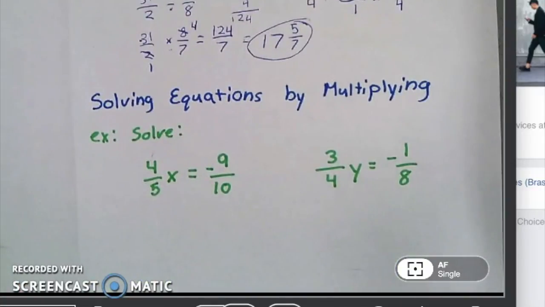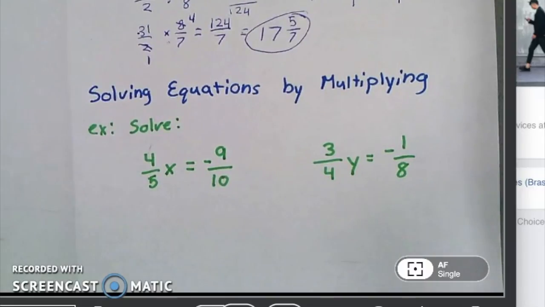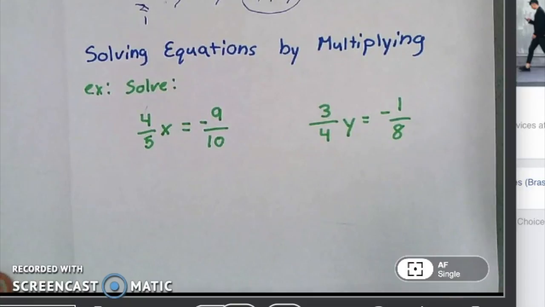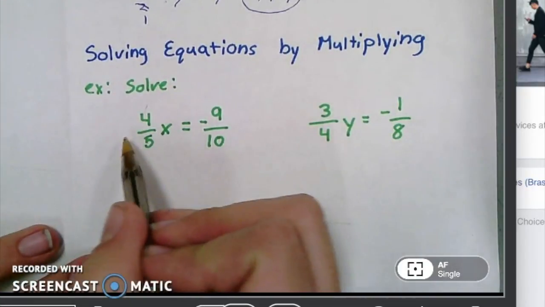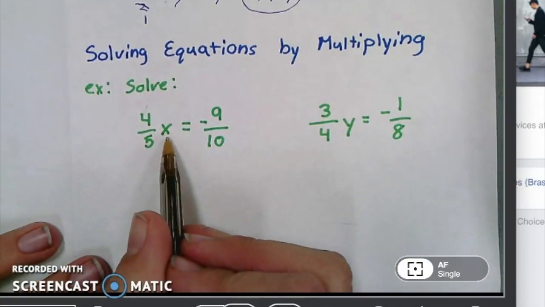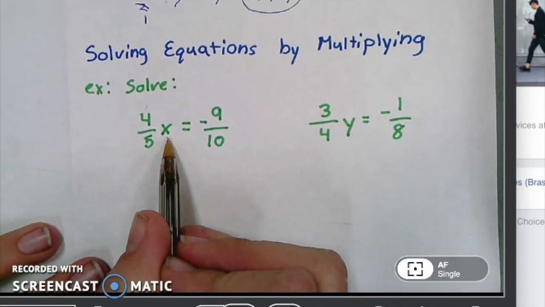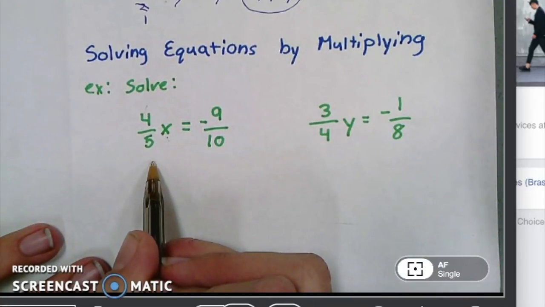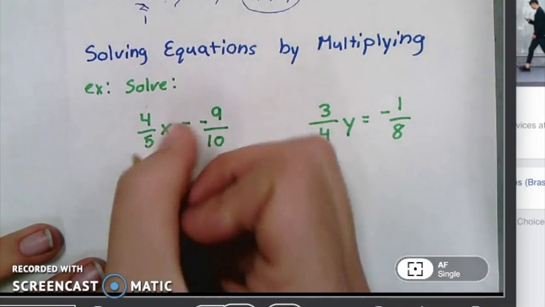Okay, this is what's really exciting. I can take this information I learned and use it to solve equations by multiplying. So right now I have 4/5 times x equals 9/10. What's happening to x? It's being multiplied by 4/5. How do I undo multiplication? Right, I'm going to divide.